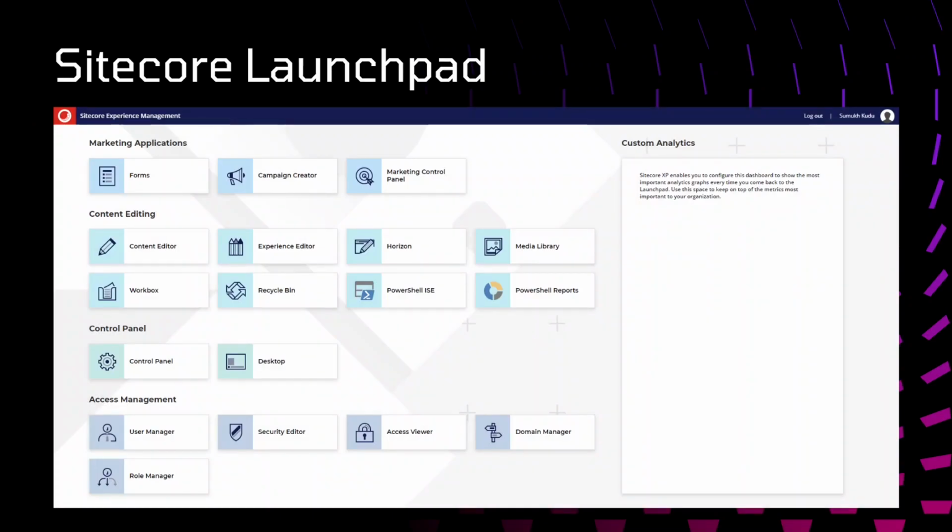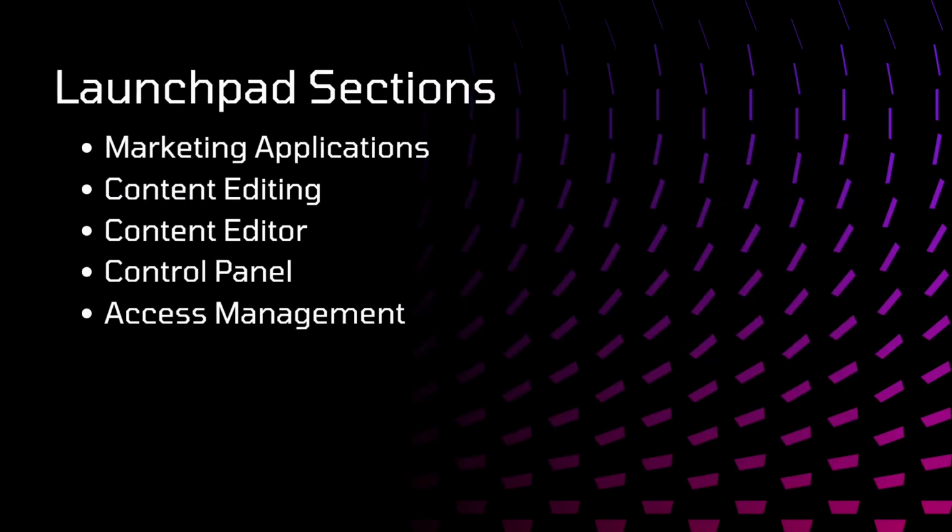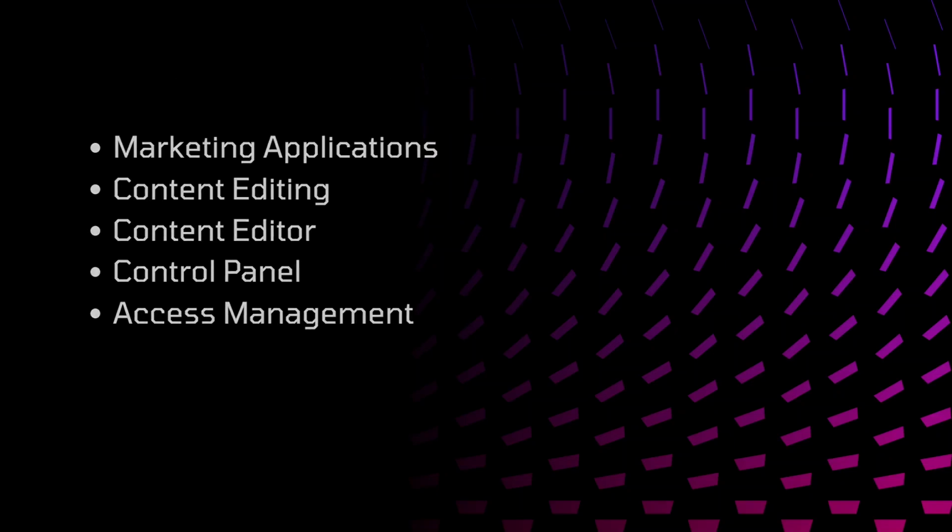After installation, whenever you log in to the system, Sitecore CMS, this is the Sitecore 10.2 launchpad that you will see. You can see generally it is categorized into four parts: marketing applications, content editing, control panel, access management. Okay, let's see each of them. I will give just an overview of each of them. So these are the sections that the launchpad will be having. So let's go one by one.